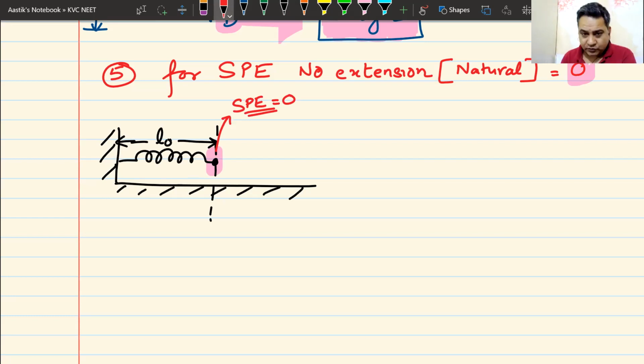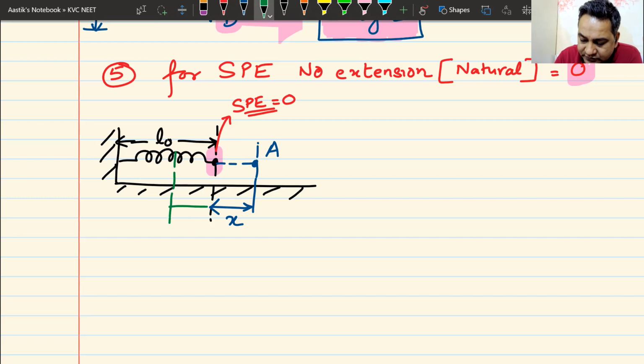Now, we'll take two cases. If the spring is extended and comes to this point, point A, it is extended by X. That is your blue point. Or it is compressed by X. So this is on the left hand side. This is point B on the left hand side. What is the spring potential energy at point A and at point B?